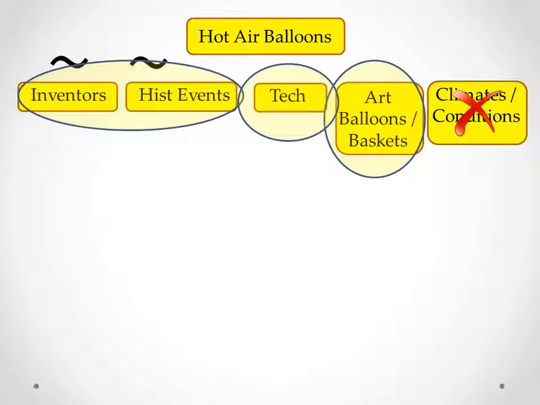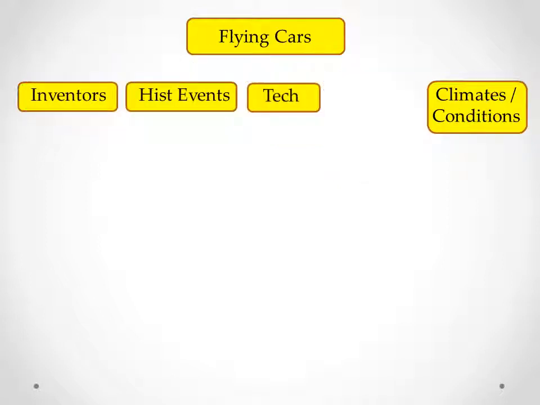There's probably plenty to talk about with technology. Let's pretend we do some preliminary research and there's a ton to talk about with the balloons and baskets. But there wasn't a lot of information on climates and conditions, so we'll cross that off. This is how you group stuff by doing preliminary research. All right, but now we're going to go even one step further. Here's the beauty.